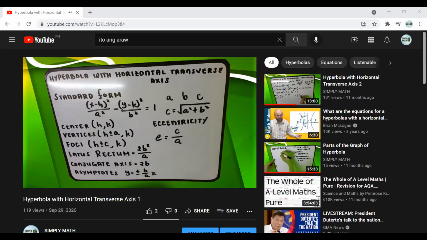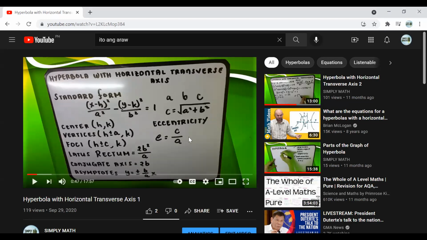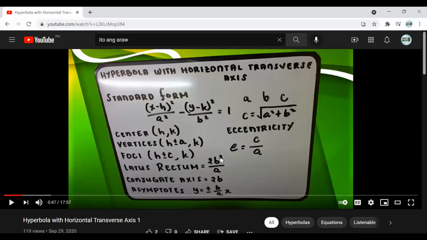So we're talking about hyperbola. So in this video, ayan, we have the parts of a hyperbola. We will focus on horizontal transverse axis because we have different standard forms for vertical transverse axis. So for the center, that is (H, K). For the vertices, that is H plus minus A, and then K. For the foci, that is H plus minus C, K, for the coordinates of the foci.